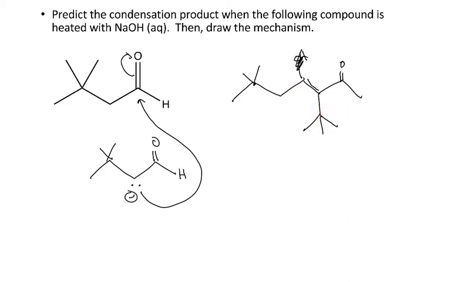And so to draw the final product, I want the aldehyde going down so that the tert-butyl is on the opposite side of the double bond as this big bulky group. And so this should be my condensation product.